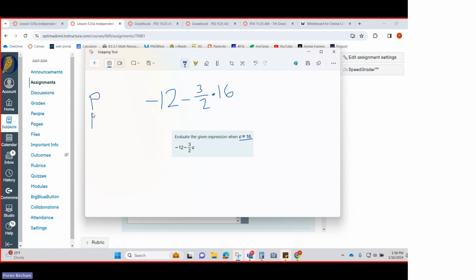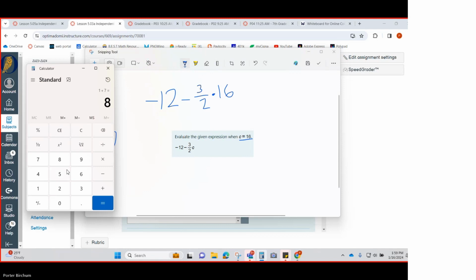Let's write our PEMDAS map. PEMDAS. Okay, I don't see any parentheses. I don't see any exponents. I do see some multiplying and dividing. But what comes first? Oh, the divide is first in this number sentence. So let's divide first. 3 divided by 2. What are you? 1.5. So let's rewrite this.